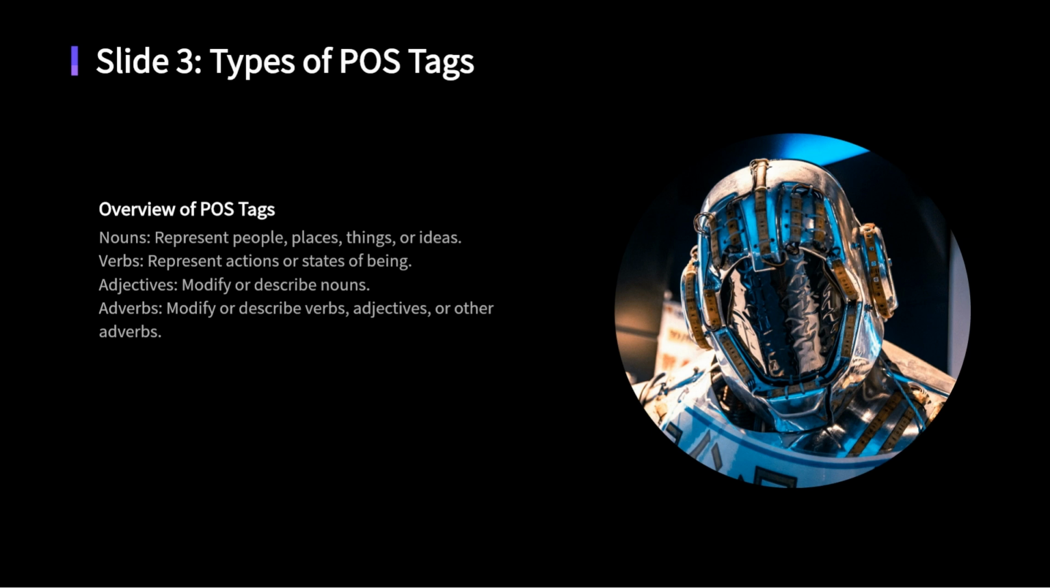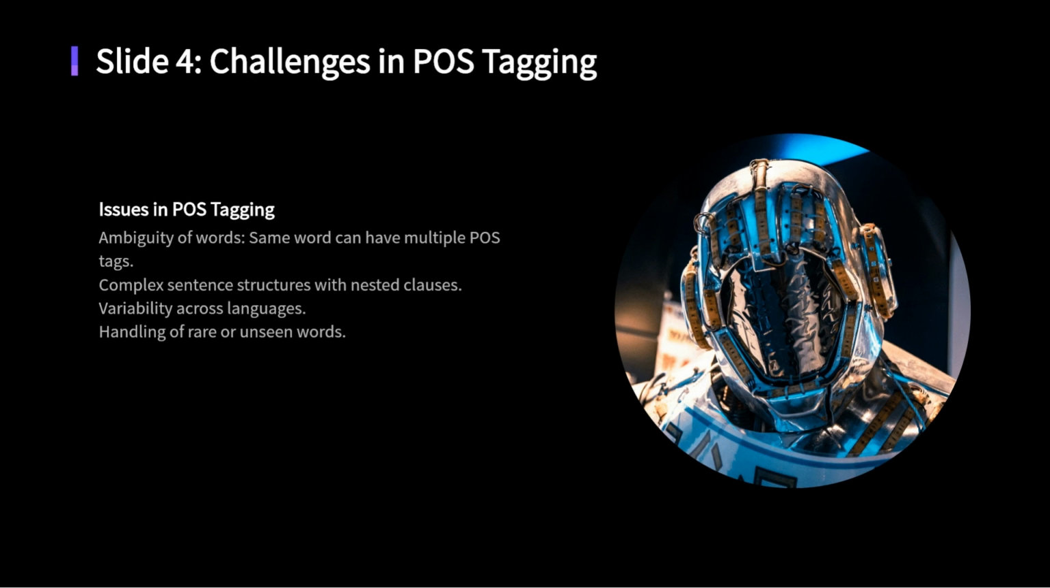Adverbs, RB. These modify or describe verbs, adjectives, or other adverbs. For example, in she runs quickly, quickly is an adverb modifying the verb runs. These are just a few examples, but POS tags encompass a variety of categories, including pronouns, determiners, conjunctions, prepositions, and interjections. POS tagging can be challenging due to several factors.